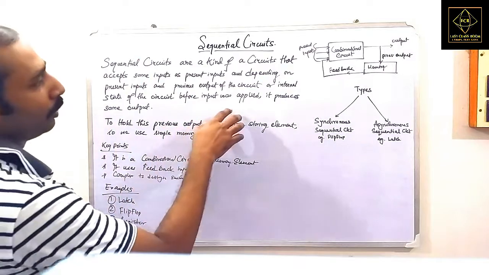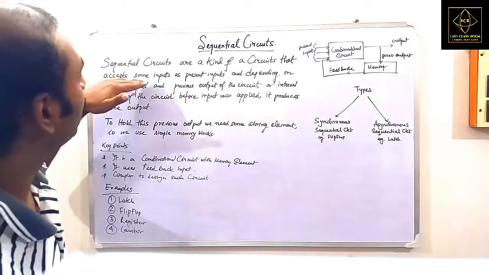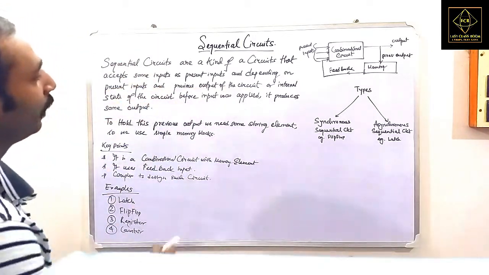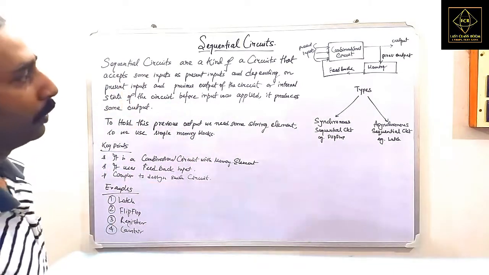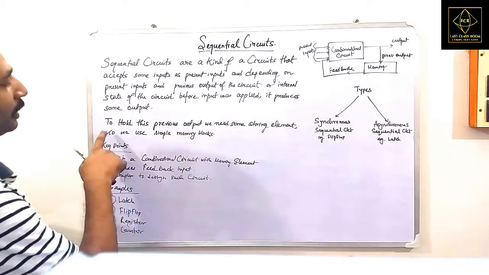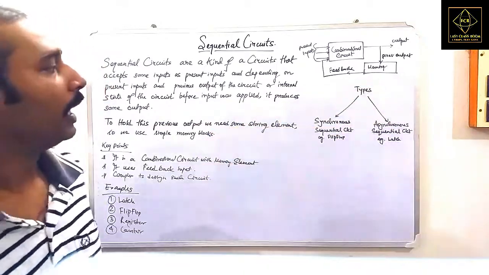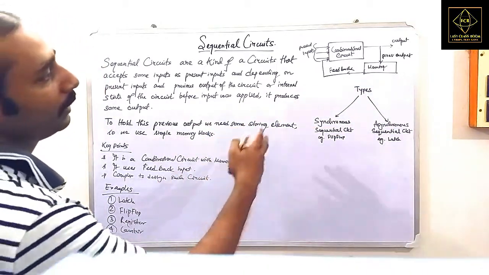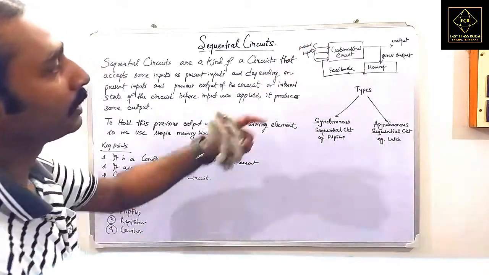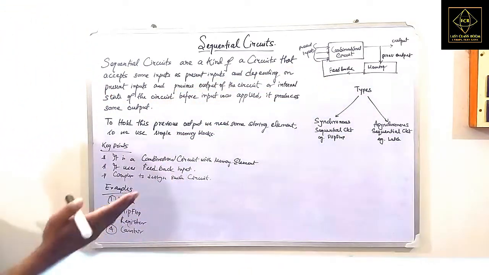Here also it produces some output. It depends on the present input and the previous output to give us the next output. I have mentioned that to hold this previous output state we need a memory block, and with that we can give this feedback, which is applied with the present input to get the output, or the next state of the output.